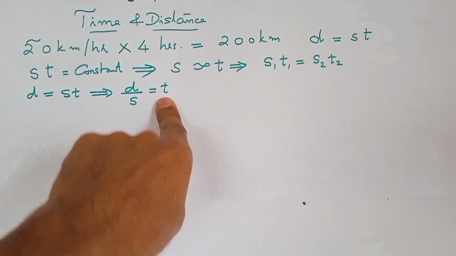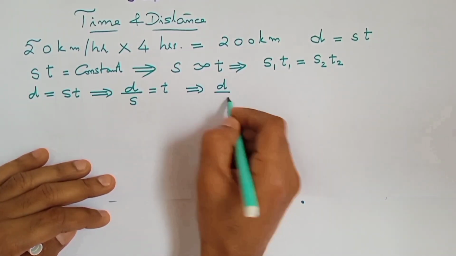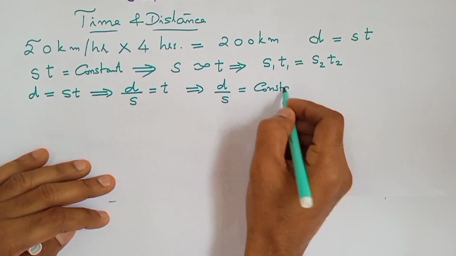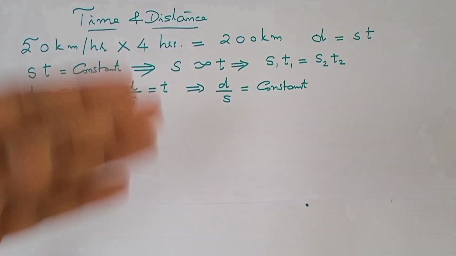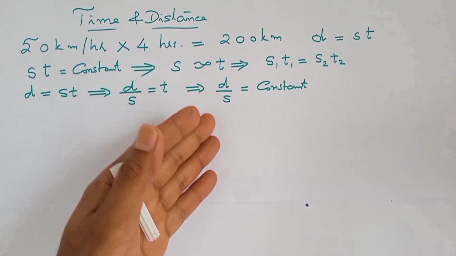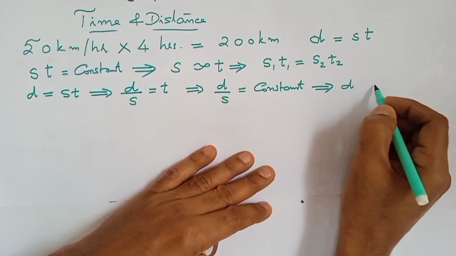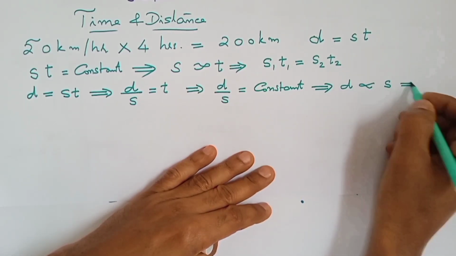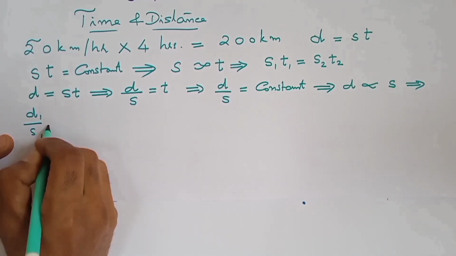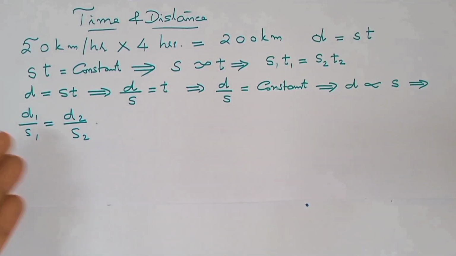Take this formula again. This implies you can write it like this. Let's keep time constant. Then what do you have? If time is kept constant, d by s will be a constant. What does that show? Here you have two variables, distance and speed, varying in such a way that its ratio always remains a constant. This implies d is directly proportional to s. That implies d1 by s1 equal to d2 by s2. See, I'll show you an example.